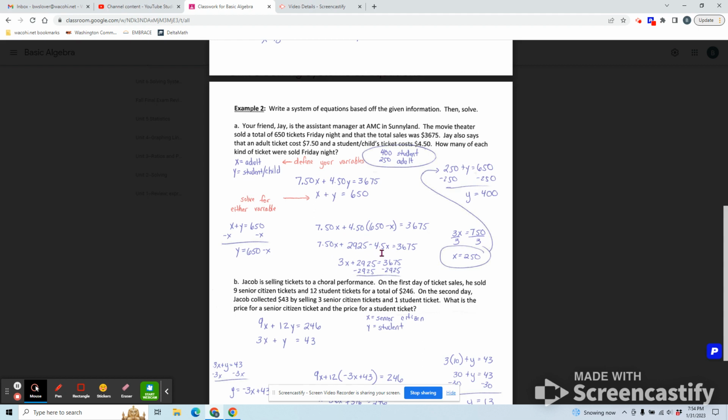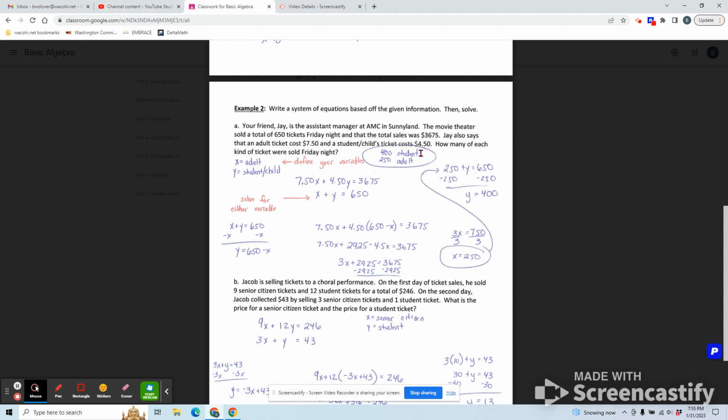7.5x minus 4.5x. They're on the same side of the equal sign, so I can combine them together. Subtract 2,925 and divide by 3. Once I get my answer of 250 for x, I plug that in where I see the letter x. The bottom equation looks easier to work with. So 250 plus y equals 650. I subtract 250 and I get y is 400.